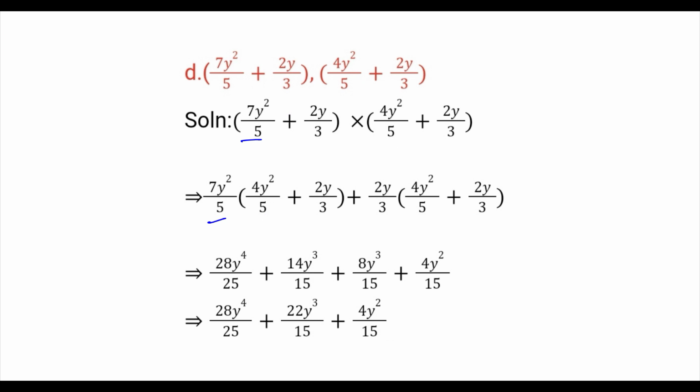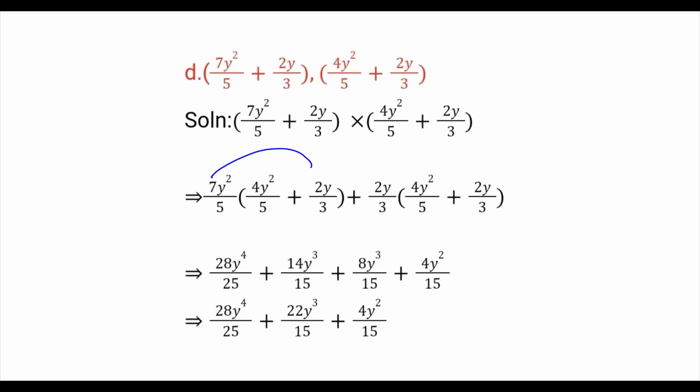Right, then let's start the multiplication. First, once again, we'll multiply the numbers first, right? So 7 4s are 28. Then y square into y square, we're going to get y to the power 4. And in multiplication, remember, numerator you can multiply, denominator, right? So 5 5s are, we're going to get here 25. Now let's go with the next again. 7 2s are, we're going to get 14. Then y square into y will have y 3 times, okay, y to the power 3. Then 5 3s are, we're going to have in the denominator 15.